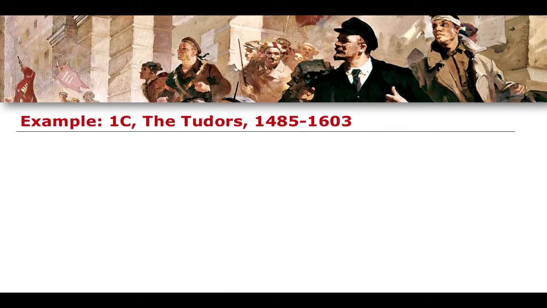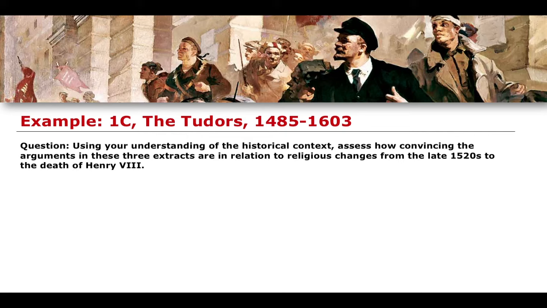And like I said, we're taking an example from the Tudors, which is option 1C. The Tudors from 1485 to 1603, the Battle of Bosworth to the death of Elizabeth. Now, this is the question. The question is, using your understanding of historical context, assess how convincing the arguments in these three extracts are in relation to religious changes from the late 1520s to the death of Henry VIII. This is taken from the November 2020 exam.